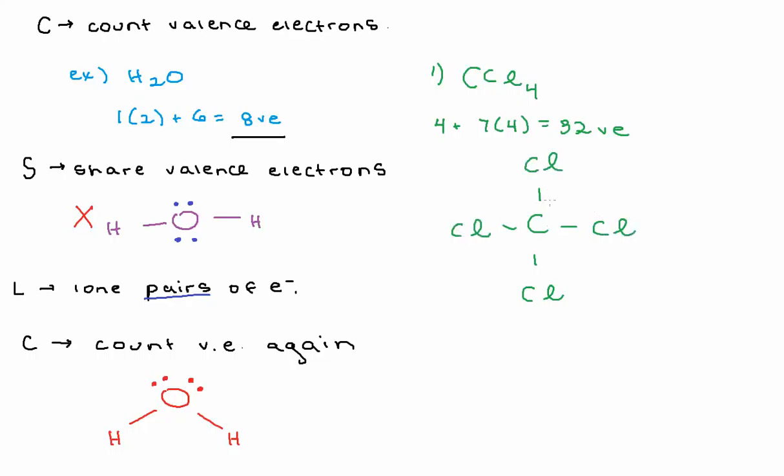Next, I'm going to do lone pairs of electrons. Carbon already has 2, 4, 6, 8, so carbon's happy, but each chlorine only has 2 right now, so I'm going to add 6 electrons to each chlorine. And then the last thing that I'm going to do, now that everyone's happy, is count the valence electrons again. I've got to only use 32, so let's make sure I did that. 2, 4, 6, 8, 10, 12, 14, 16, 18, 20, 22, 24, 26, 28, 30, 32, and I am good to go.